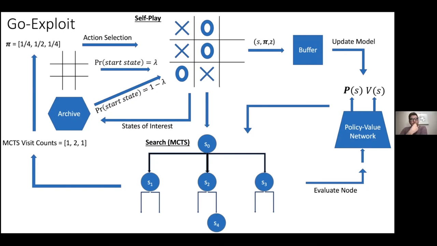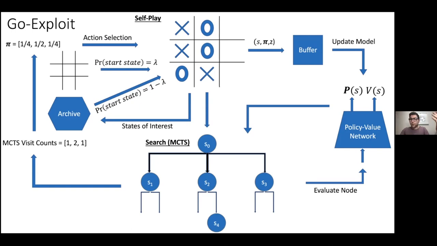I'm not entirely sure. If there's stochasticity in the game, I think it really depends on whether the stochasticity would cause there to be... I think the main question is about the states that we're sampling from the archive. There would need to be some sort of weighting. I think that's where the way in which we sample states from the archive would come into play.